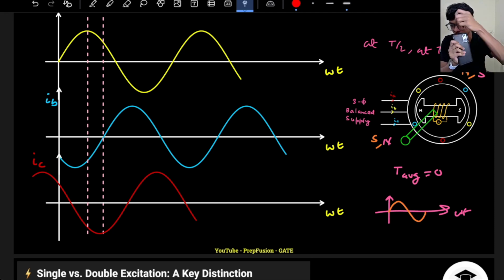and if it comes here, then the south pole is here, and the south pole actually repels. So initially my rotor was moving here, but as the south pole is repelling, it will somewhat move back. Basically the rotor will just oscillate like this, it will just pulsate. For T by 2 time period, it will experience a torque in the clockwise direction, and for the other T by 2 time period, it will experience a torque in the anti-clockwise direction. So it will just oscillate like this.